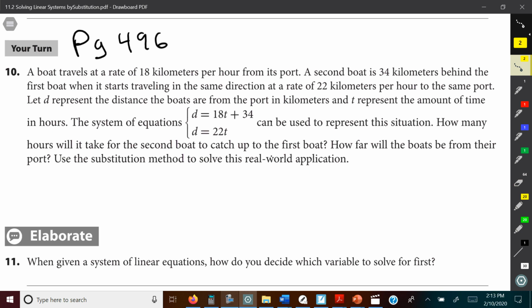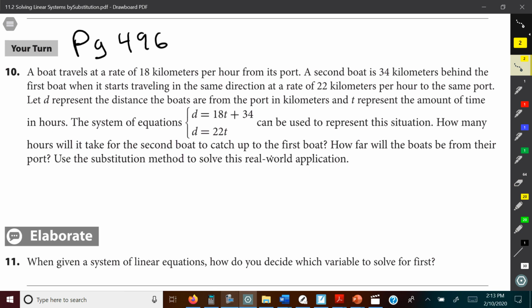So eventually, the faster boat is going to catch up with the slower one. But when? It says let D represent the distance the boats are from the port in kilometers, and T represent the amount of time in hours. The system of equations is D is equal to 18T plus 34, which is how fast the first boat is going, but it also has a 34 kilometer head start. It can be used to represent the situation. And D equals 22T is the second boat.